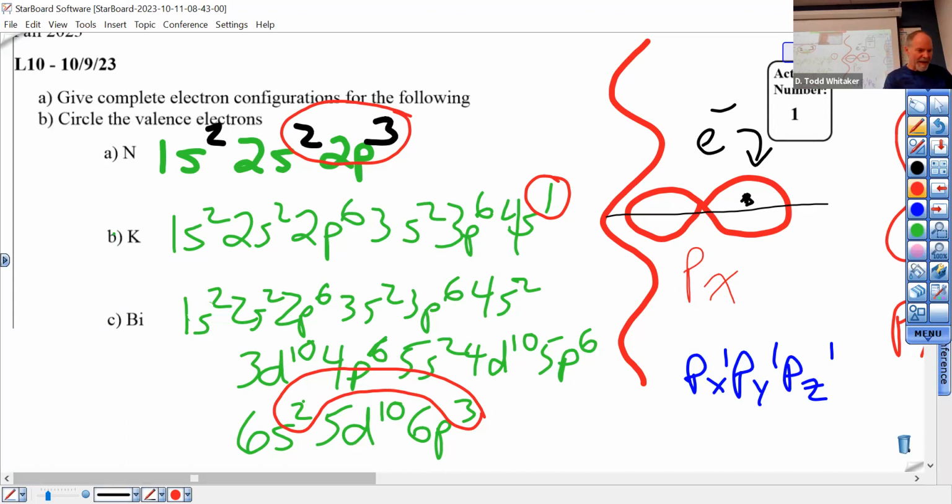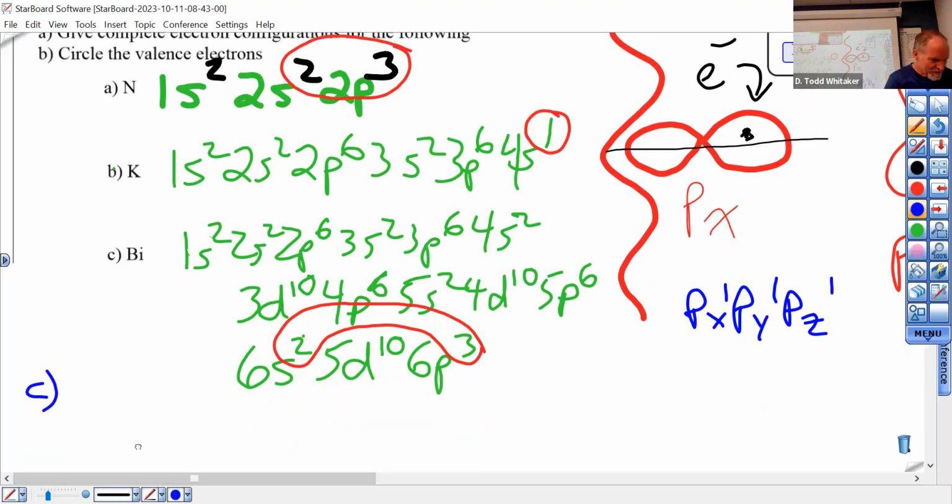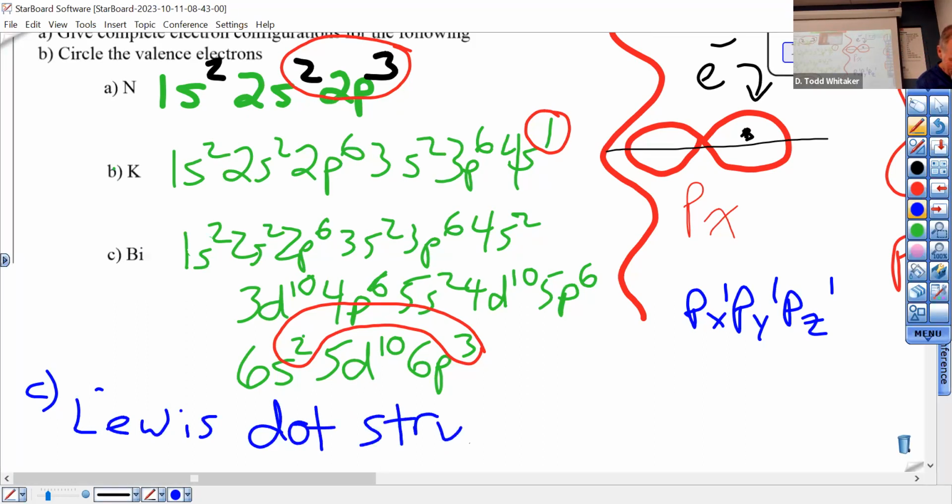Now, I'm going to add a question just to do it real quick. C. Lewis structures. Lewis structures. Lewis dot structures. Once again, a gentleman has his name on things. And I got to be fair to Mr. Lewis. He didn't do this.